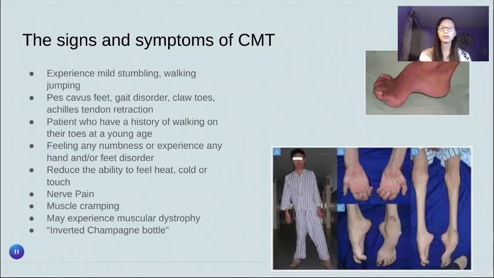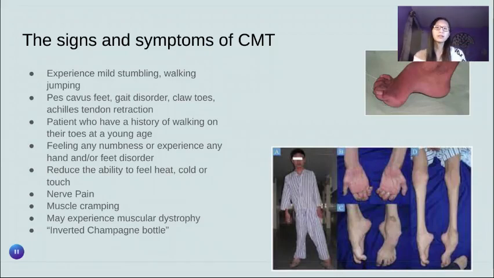Patients may have a history of walking on their toes at a young age, feeling numbness, or experiencing hand and feet disorders. As we can see on the bottom right, a patient who is suffering from CMT, we are looking at his hands and his feet. They look very flexed. It really does harm the hands and feet. You can tell in picture C, his feet look really flexed.